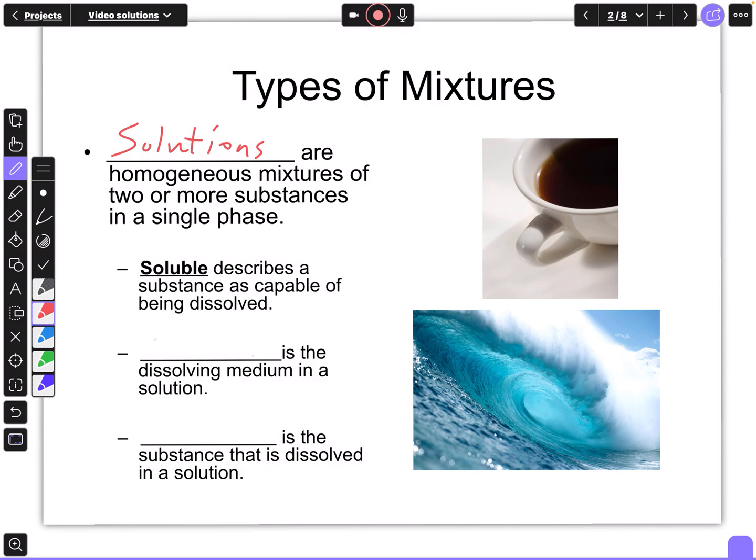Now, heterogeneous mixtures are ones where you can see the individual components, like a chocolate chip cookie or a salad, and those are not solutions. Now, soluble describes a substance that's capable of being dissolved. Another term: there are two parts of a solution. The first one is a solvent, and it is the dissolving medium in a solution. It's what's dissolving. It's usually the liquid. If we had a solid dissolved in water, water would be our solvent, and it's what's present in the larger amount.